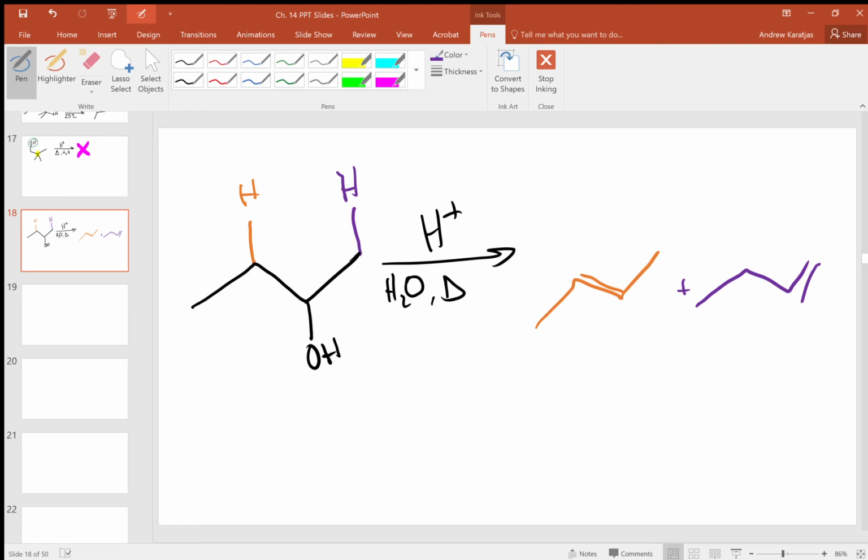And that would lead us to 1-butene as the product. So is this something we can predict? Is one of these going to be favored over the other? And the answer is yes. In this specific reaction, we get about 80% for the 2-butene and just 20% of the 1-butene. Why such a big difference?